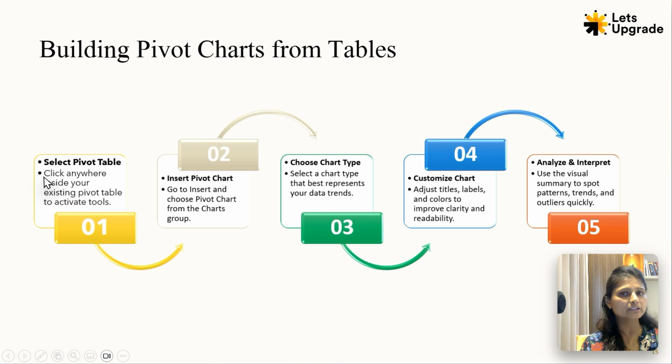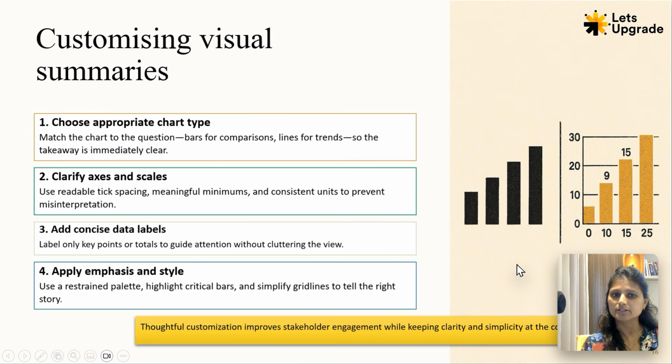But the steps are very clear. First, choose the pivot table. Then go for inserting a chart by keeping your cursor within the pivot. After that, choose the correct type of chart, format your chart, and then finally go with analyzing your data. The most important thing when you're trying all those things is choosing the appropriate chart. Why does that play an important role?